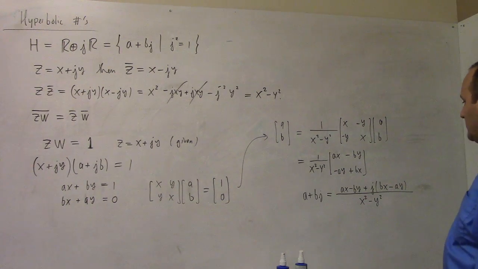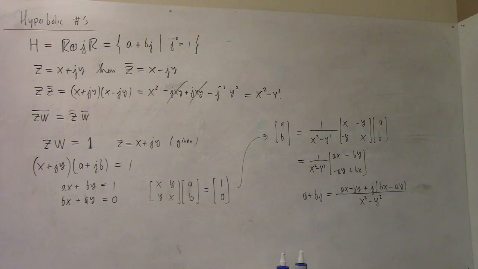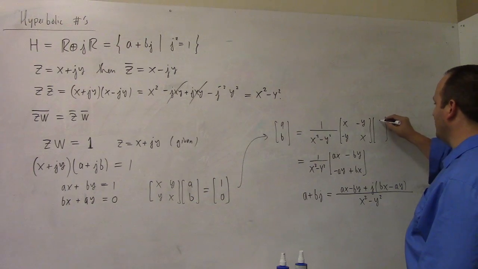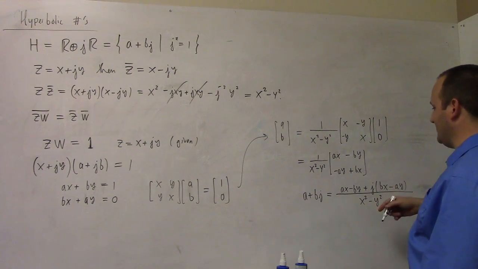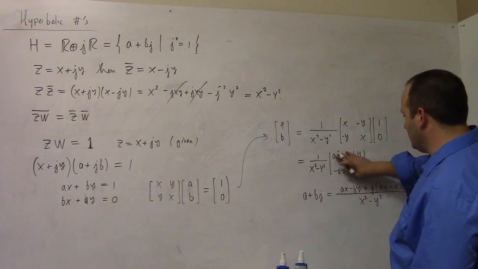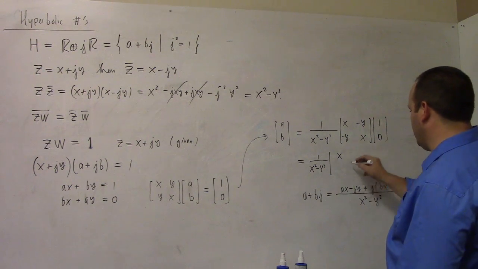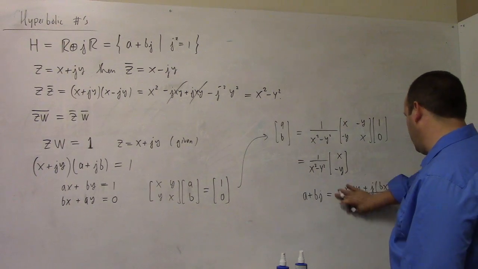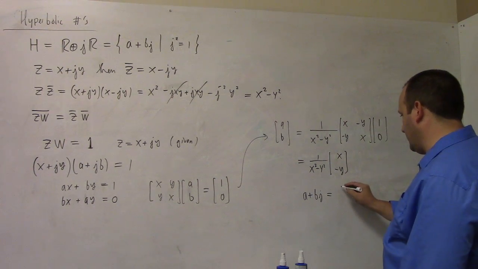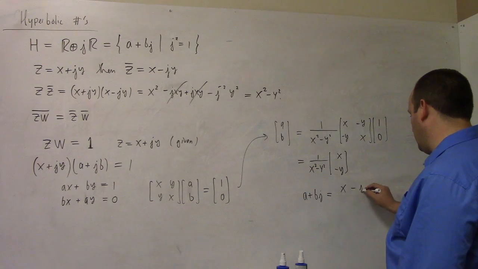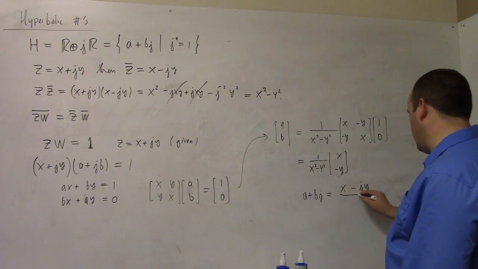I think I did something wrong. Just a second here. Oh, 1, 0 for the. Yeah, I know something's very wrong here because I shouldn't have x's and y's in here. Well, I just made it way harder than I needed to. Sorry about that. Thank you. This is x and minus y, right? So we're supposed to have x minus jy over x squared minus y squared.